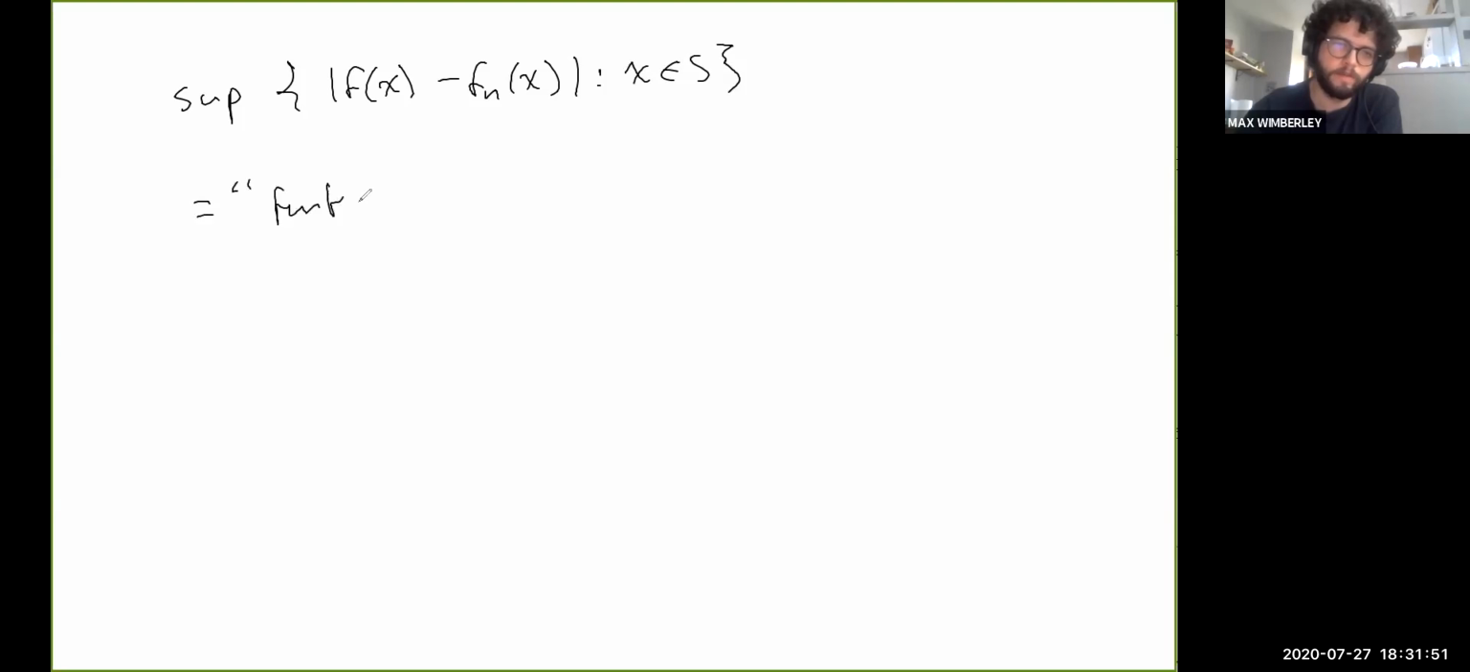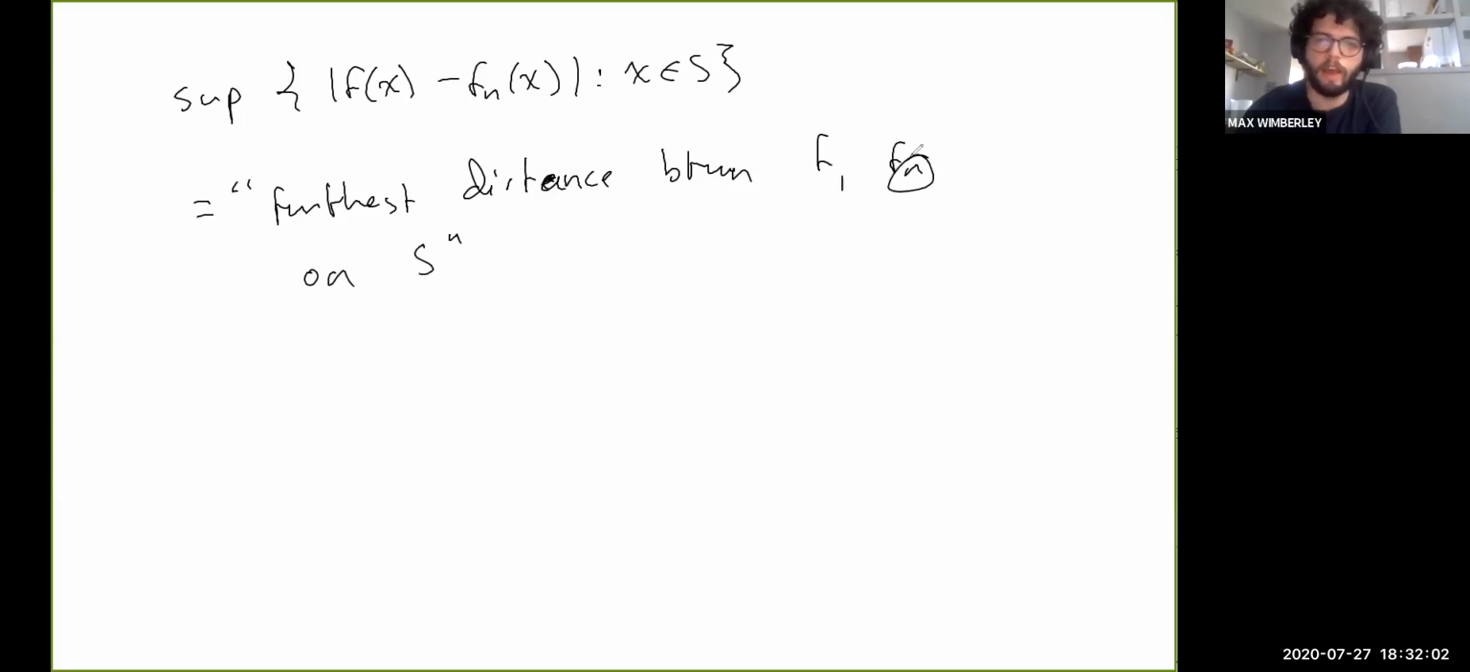Yeah, all we're saying is, the supremum of |f(x) - fn(x)| for x in S, I'm calling that the furthest distance between f and fn on S, right? And as fn varies, that furthest distance is going to change. So you get a sequence of numbers that way.